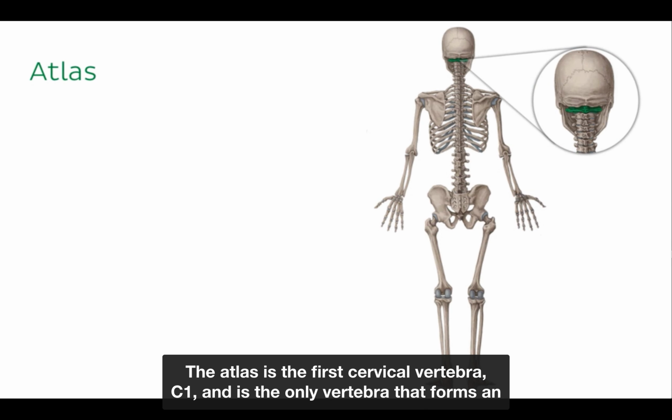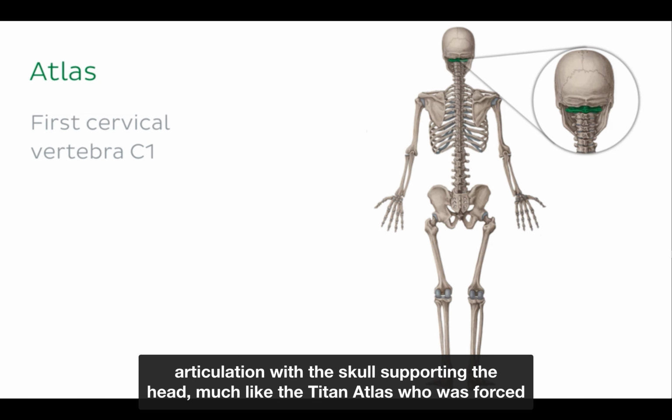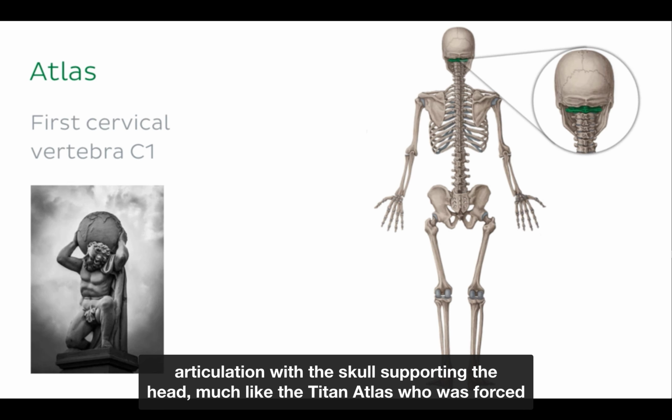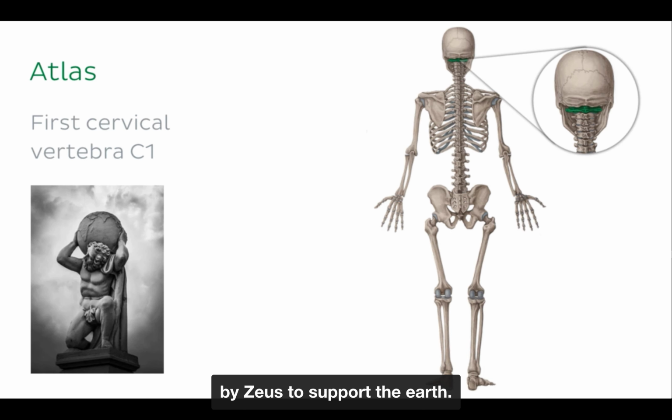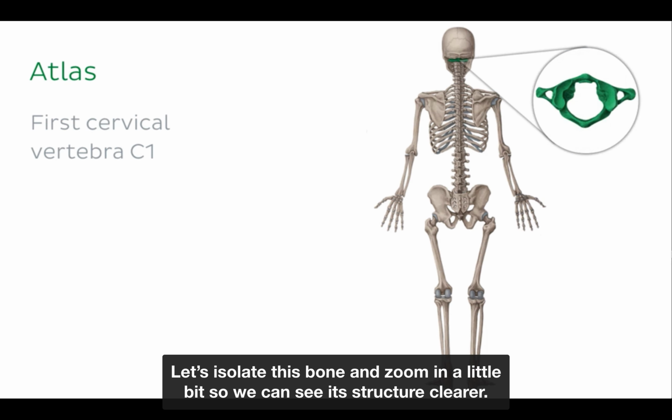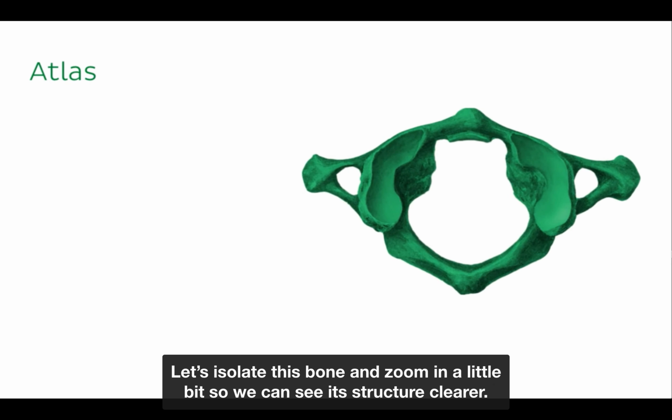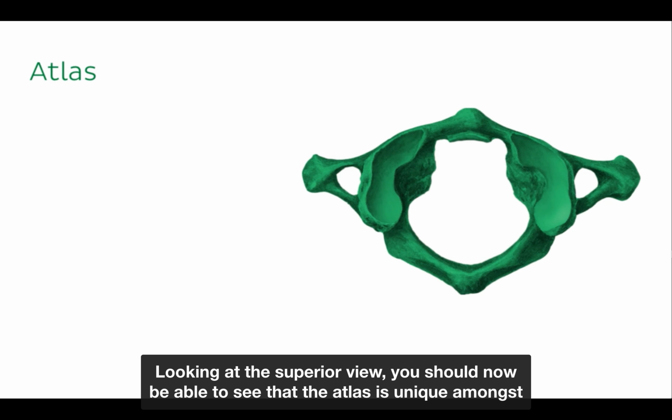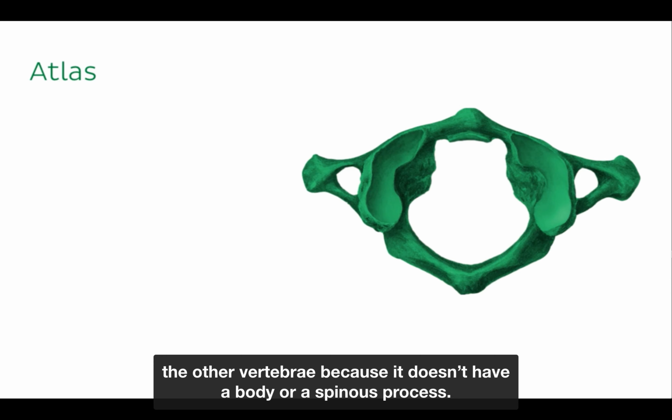The atlas is the first cervical vertebra, C1, and is the only vertebra that forms an articulation with the skull, supporting the head, much like the Titan Atlas was forced by Zeus to support the earth. Let's isolate this bone and zoom in a little bit so we can see its structure clearer. Looking at this superior view, you should now be able to see that the atlas is unique amongst the other vertebrae because it doesn't have a body or a spinous process.